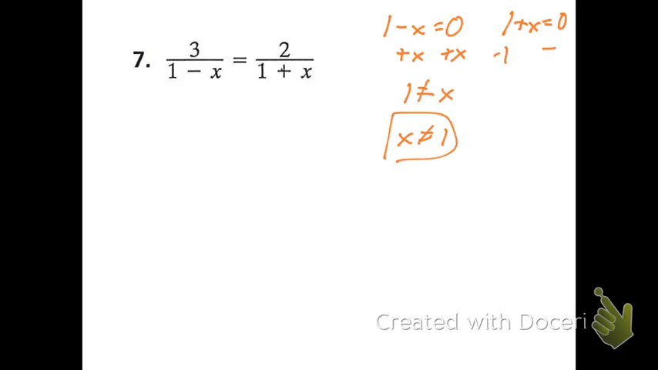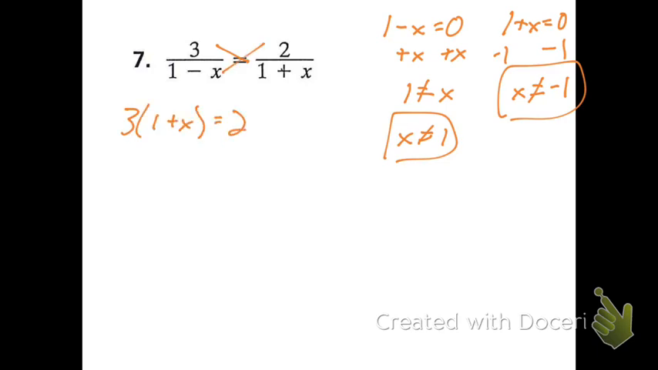Here I'm going to subtract 1 from both sides. I get x cannot equal -1. Okay, so those are my restricted values. Let's see what I get. Now I'm going to go ahead and multiply here. So 3 times 1 plus x, and then I have 2 times 1 minus x. So this is 3 plus 3x. Then I have 2 minus 2x.